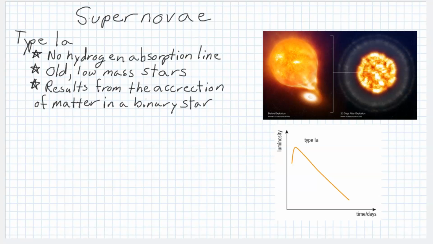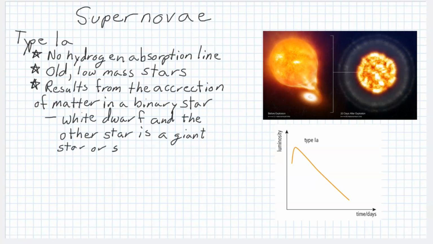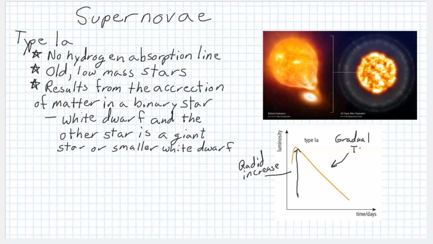Type 1a supernova result from the accretion of matter in a binary star system. The members of this binary star system, one must be a white dwarf and the other can be either a giant star or a smaller white dwarf. Type 1a supernova show up as a rapid increase in luminosity followed by a gradual tapering off of luminosity.